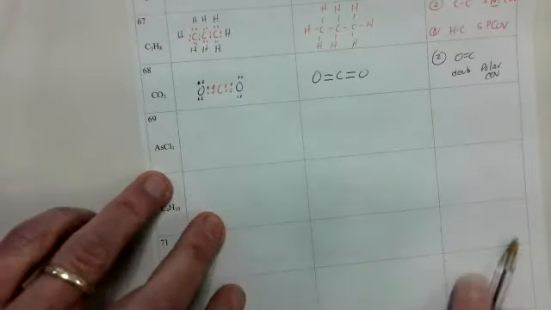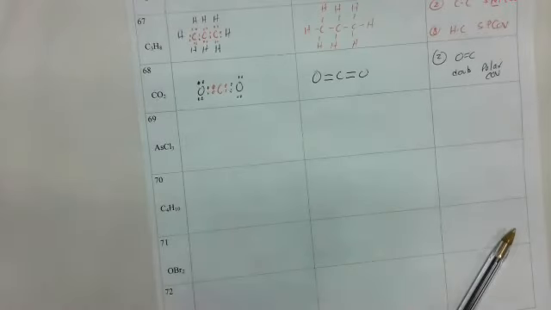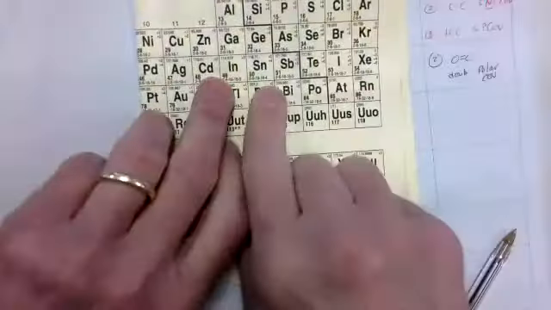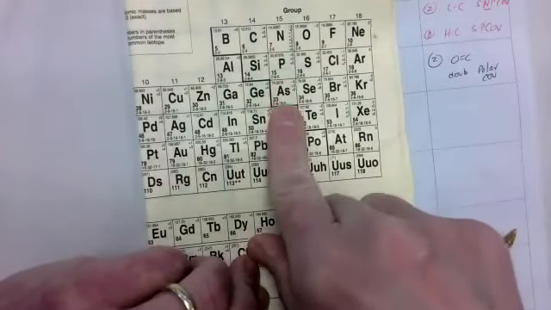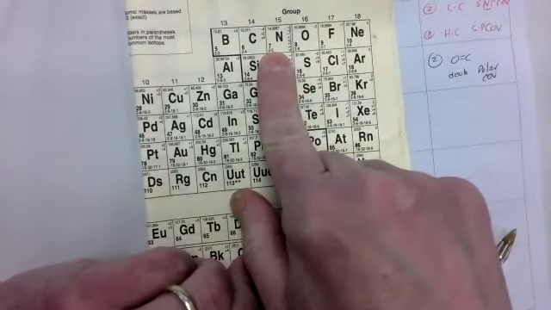AsCl3. Now, arsenic, let's take the periodic table out because I know this, but I don't know that you know this. Let's see where arsenic is before we get too crazy. Arsenic is right here. What's it under? Nitrogen, phosphorus, arsenic. Look at this electron configuration.